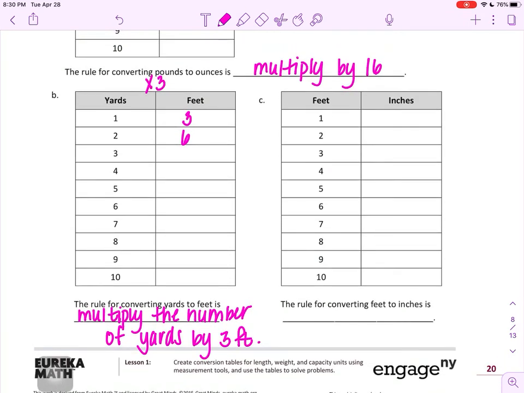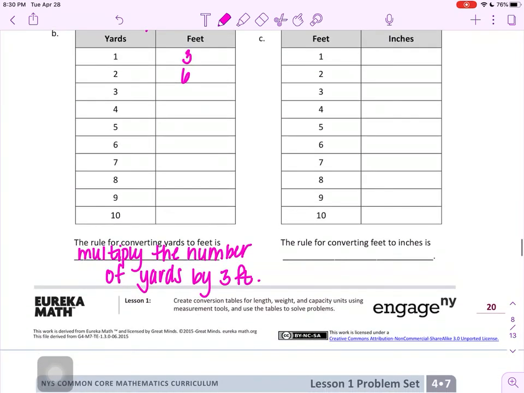All right, and then feet to inches. I feel you guys are probably most comfortable with this rule. You know that there are 12 inches in 1 foot. So you will be multiplying the number of feet times 12. That's the rule. Multiplying the number of feet by 12.